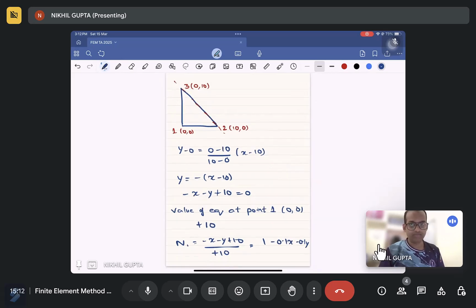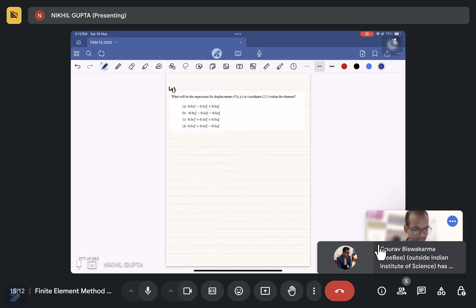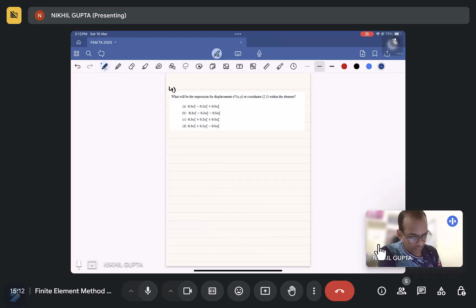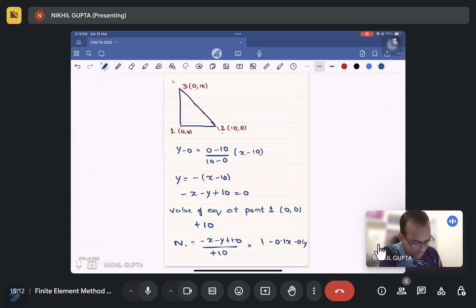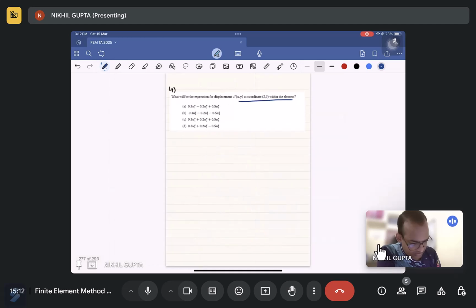This is the process of getting the shape function for a 2D element. I have solved it for previous questions and previous assignments as well. So question number 4, what does it say? It says: what will be the expression for displacement at coordinate (2, 5) within the element? So it's the linked question. You have to find the u for this. It is a simpler one.